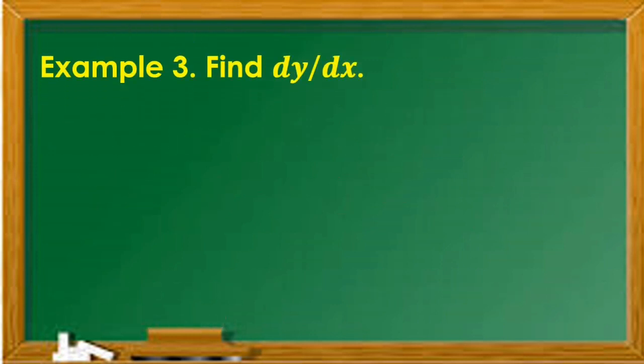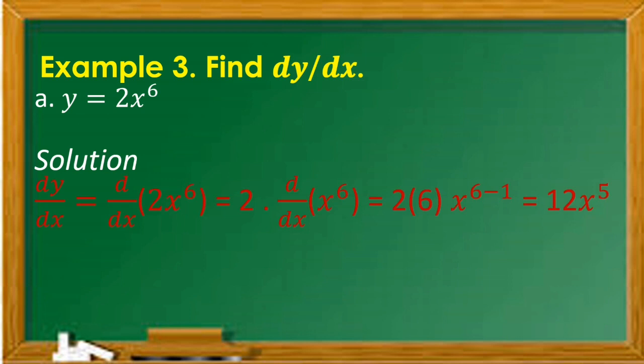So let's have example number 3. Find dy over dx given y equals 2x raised to 6. So dy over dx equals 2 times the derivative of x raised to 6, which is 6x raised to 6 minus 1. So 2 times 6x raised to 5, that is 12x raised to 5.